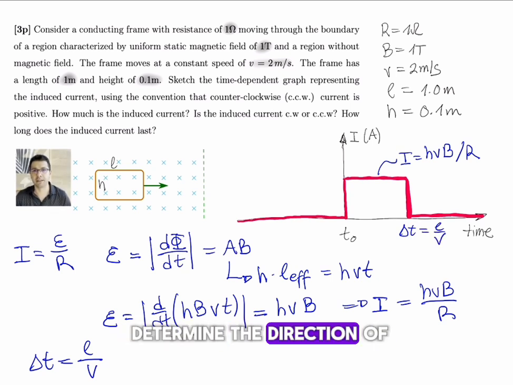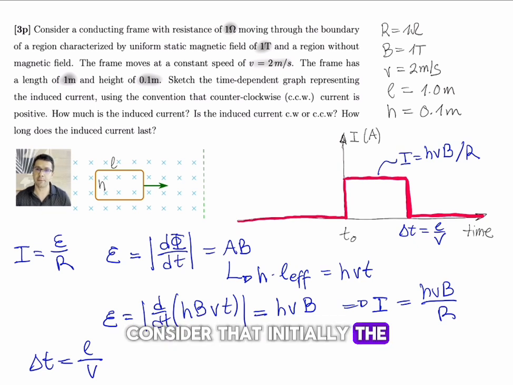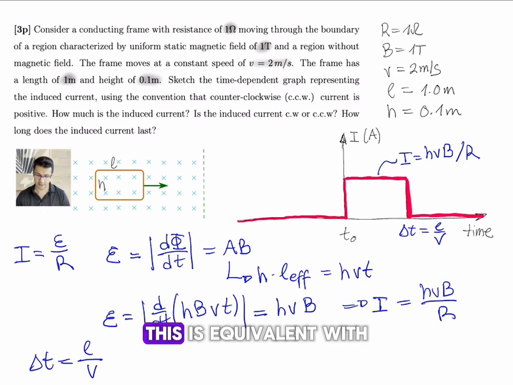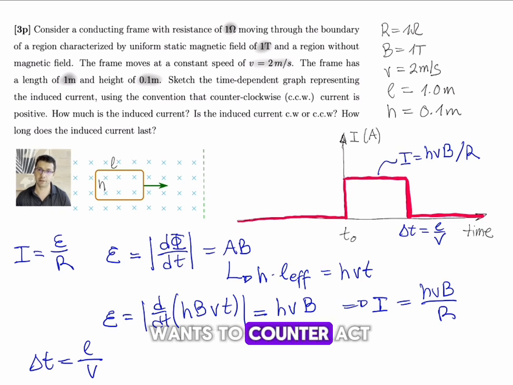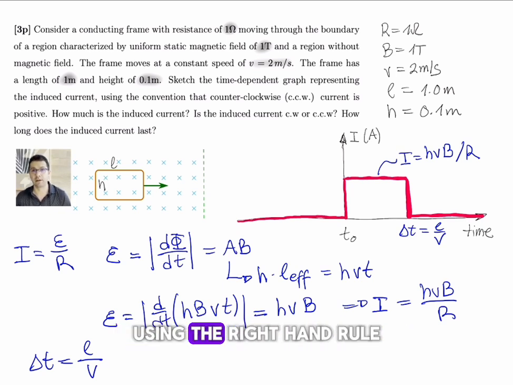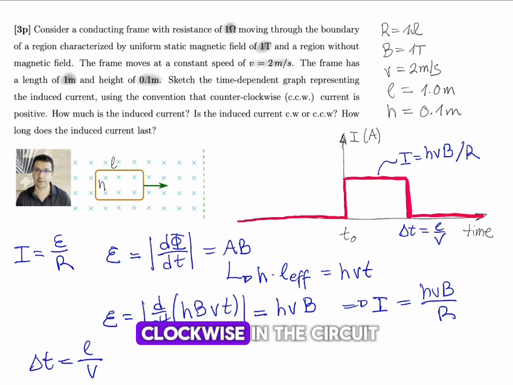Finally, we need to determine the direction of the current. Consider that initially the magnetic field is pointing into the board. As the frame is moving out, the magnetic field will still be pointing into the board, but now there is going to be less flux. This is equivalent to adding flux pointing out of the board, which is what the current wants to counteract by inducing a magnetic field pointing into the board. Using the right-hand rule, we can find that in order to produce a magnetic field that points into the board, the current must circulate clockwise in this circuit.